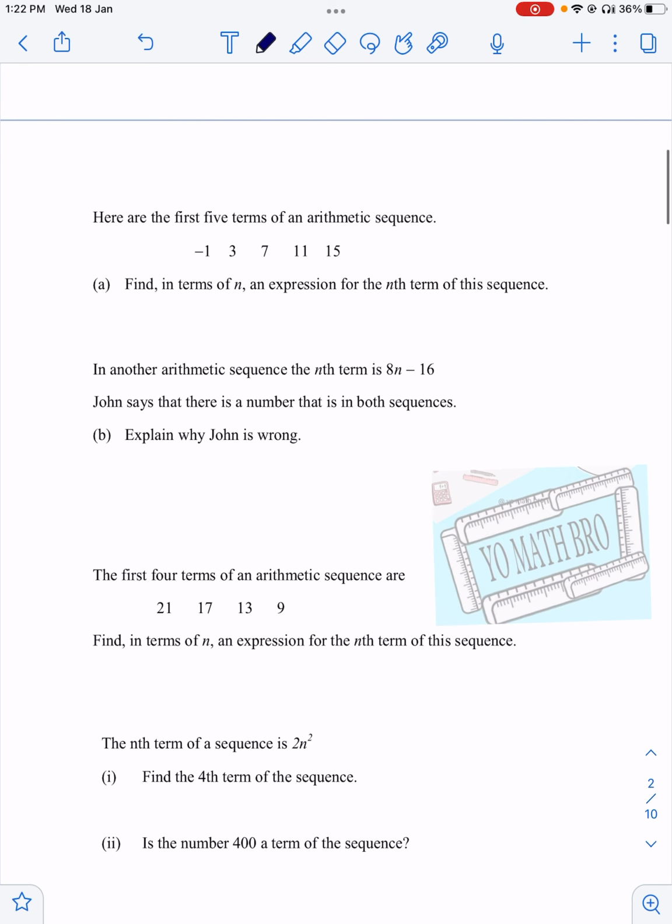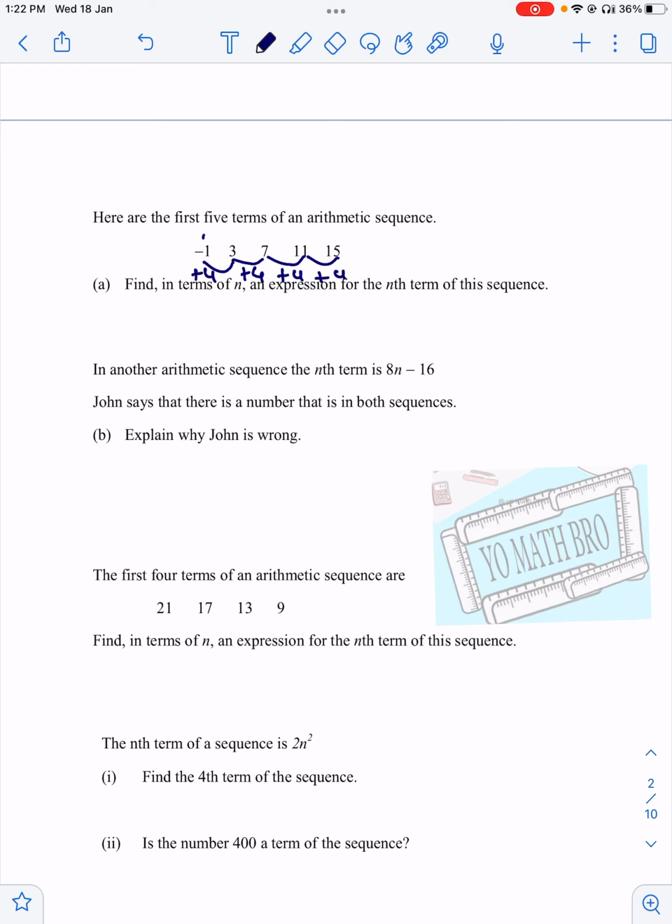Next, we have minus 1, 3, 7, 11. So if you are confused in subtraction between minus 1 and 3, just check 3 and 7. Here the difference is 4. 7 to 11, difference is 4. 11 to 15, difference is 4. So obviously here also the difference is 4.